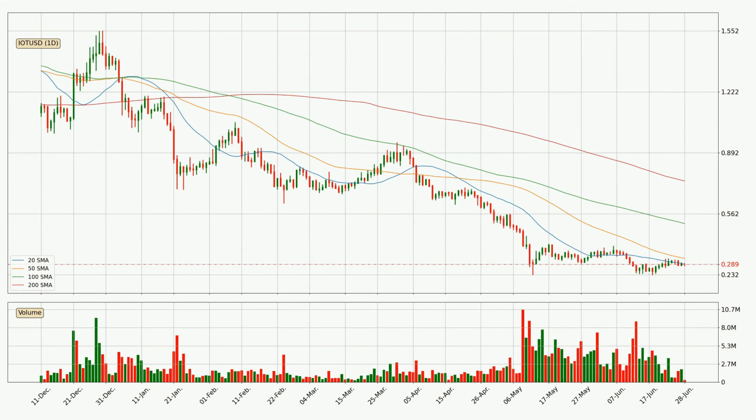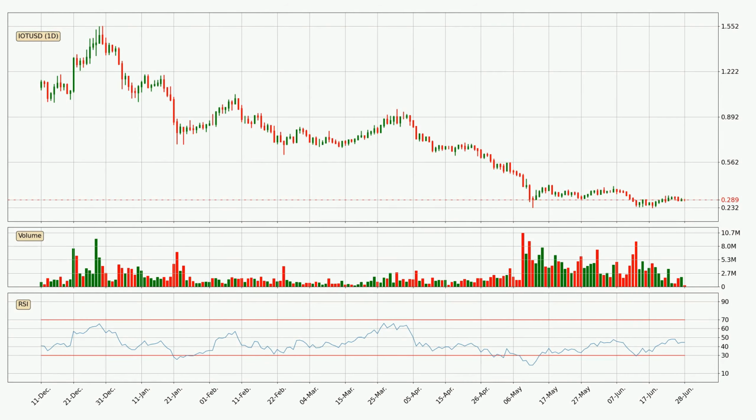Moving to the daily simple moving averages, the current price is below all simple moving averages for this time interval, which looks bearish, and it is to watch if the closest SMA, the 20 SMA, will play as resistance or the price will break it to the upside above the current price of around 29.0 cents. Moving to the daily relative strength index, the current daily RSI is at 45, so there are currently no signs of the crypto being overbought or oversold.